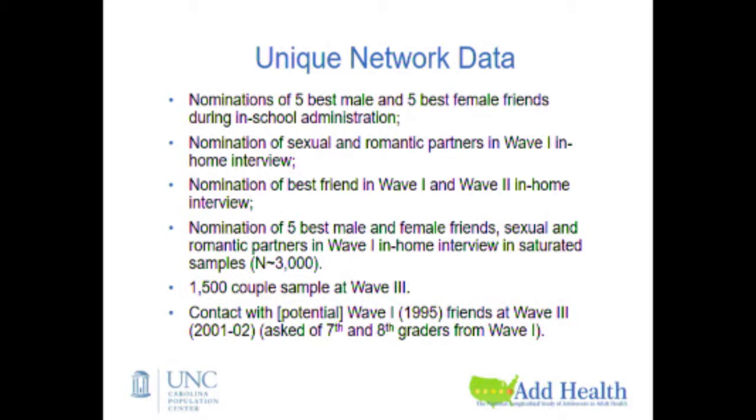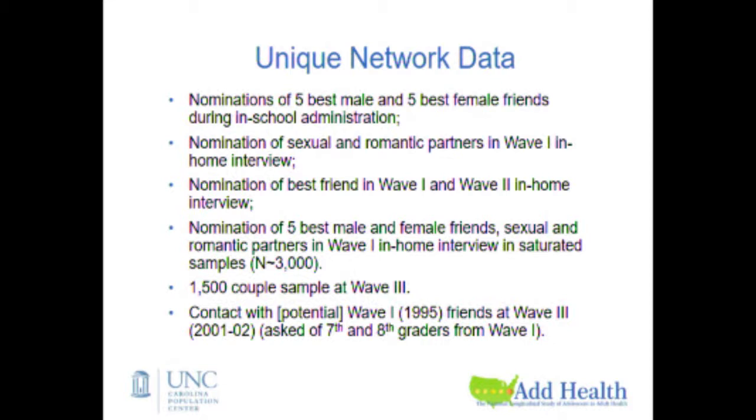At wave 3, we have what we're calling a couple sample or a partner sample. At wave 3, which occurred 6 years later than wave 1, the adolescents are pretty much all out of school. They're 18 to 26 years old. And we had quota samples of 500 cohabiting, 500 dating, and 500 married partners. In these cases, we also interviewed their partner. So we've got the exact same interview and the exact same biospecimens on both members of the couple.